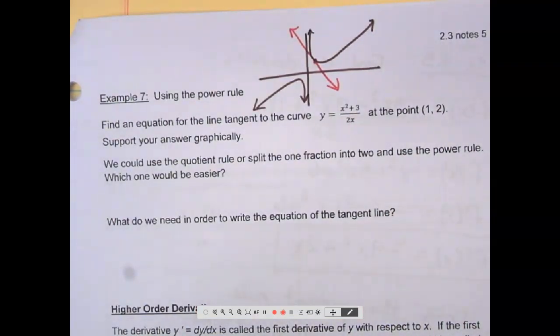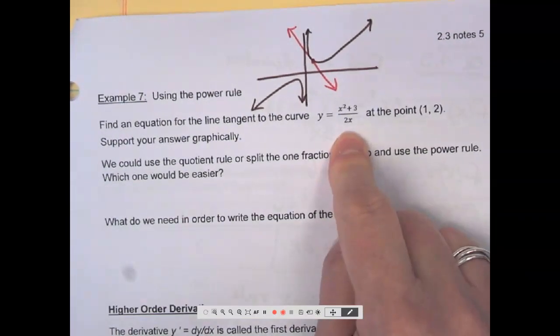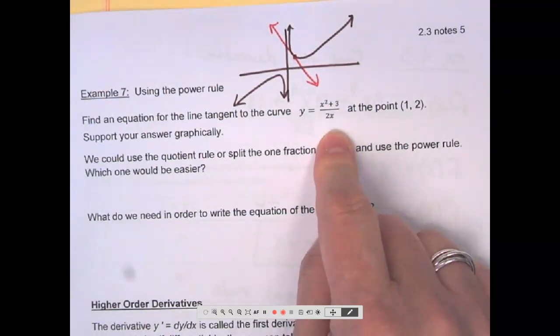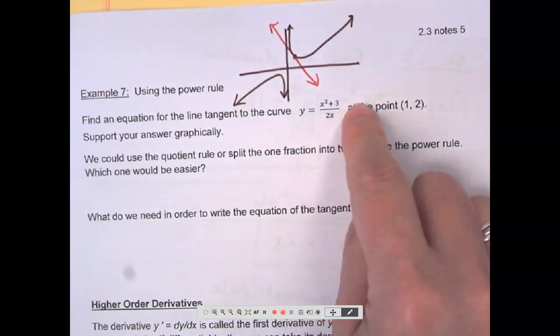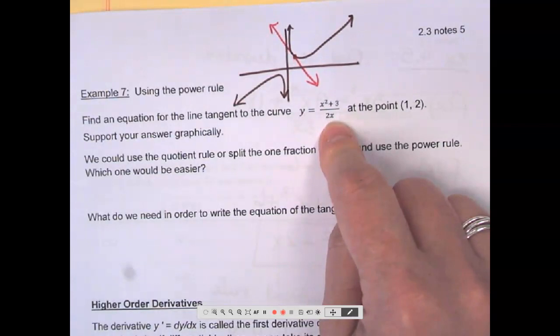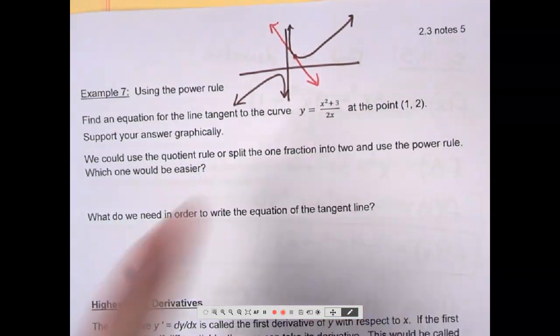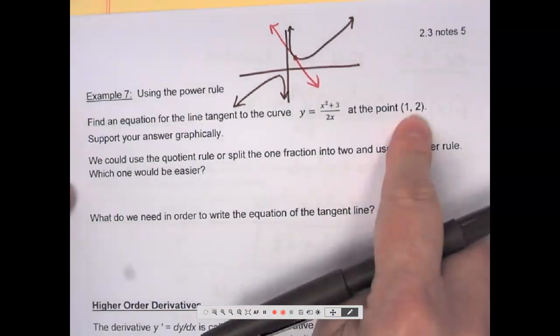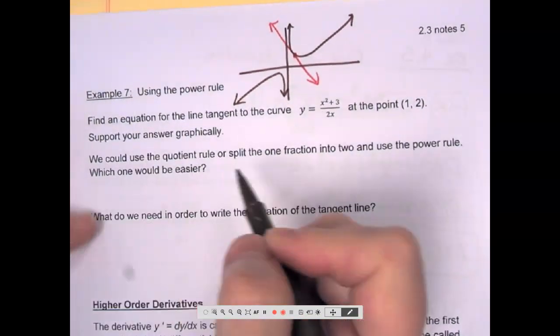Okay, look at this. Would you want to divide everything up top by 2x and then do the derivative? Or would you rather use the quotient rule? I think I would use the quotient rule here only because 3 over 2x is 3/2 x to the negative 1, and that might get a little messy. So I'm going to use quotient rule on this one. So let's find our derivative. Then we'll worry about at the point (1, 2).